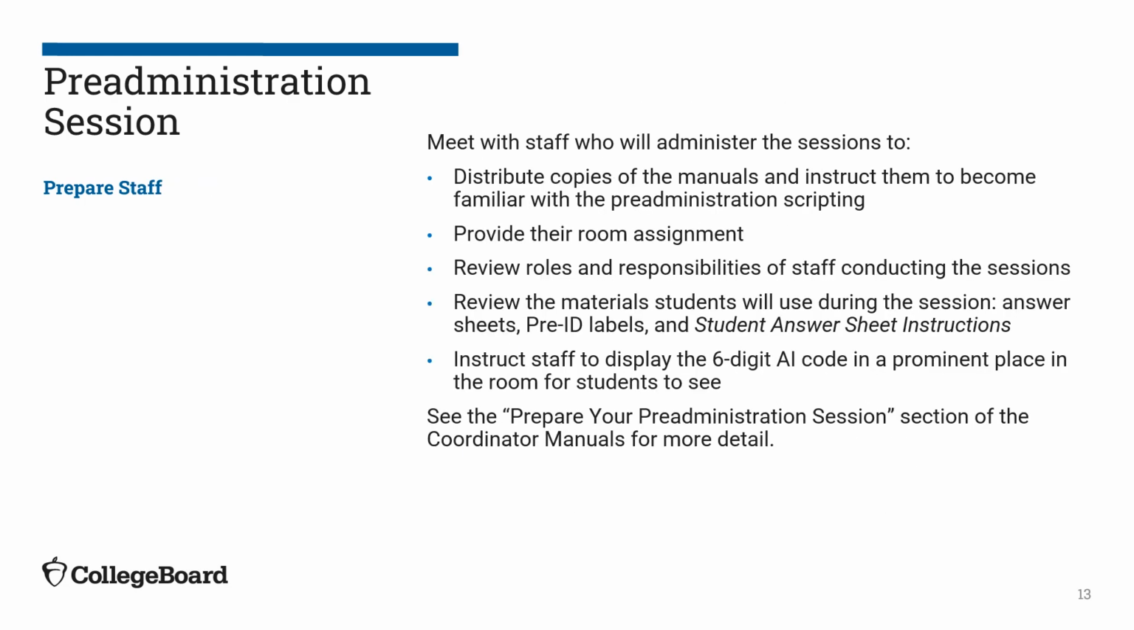To prepare your staff for the pre-administration session, meet with staff who will administer the sessions to distribute copies of the manuals and instruct them to become familiar with the pre-administration scripting. Provide the room assignment. Review roles and responsibilities of staff conducting the sessions. Review the materials students will use during the session: answer sheets, pre-ID labels, and student answer sheet instructions. And instruct staff to display the 6-digit AI code in a prominent place in the room for students to see. See the Prepare Your Pre-Administration Session section of the Coordinator Manuals for more details.